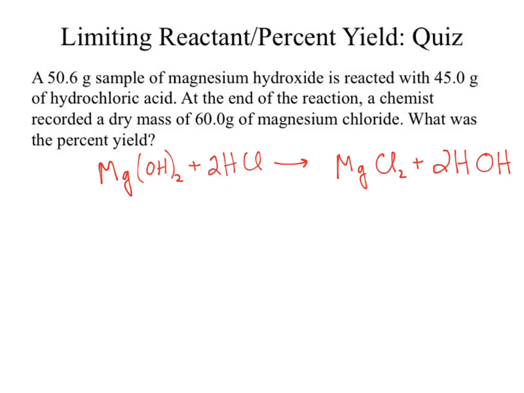So now that we've got our equation, we can start to organize some of our information in here. What stuff do we know about? How much each thing is? We have 50.6 grams of magnesium hydroxide. What else do we know? You have 45.0 grams of hydrochloric acid. The last number included in here I'm not going to actually write down yet. That's 60 grams of magnesium chloride. What is that? Assign a name to that number.